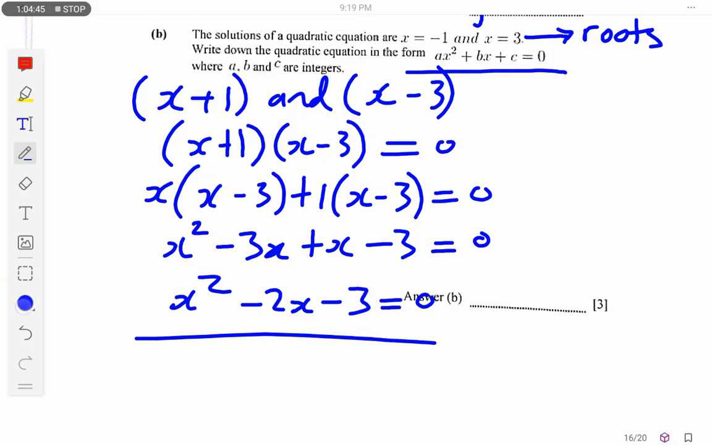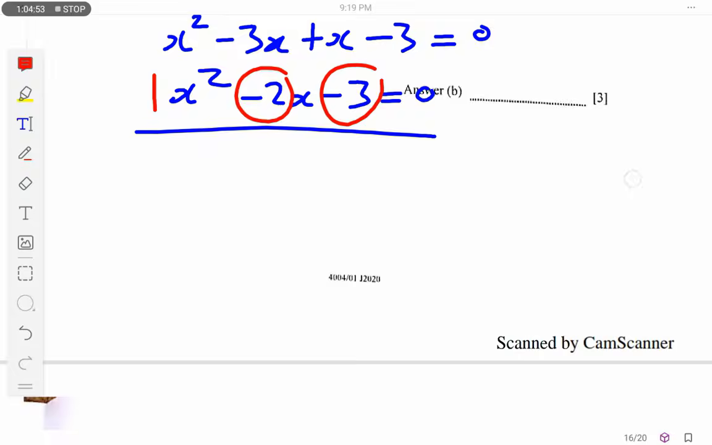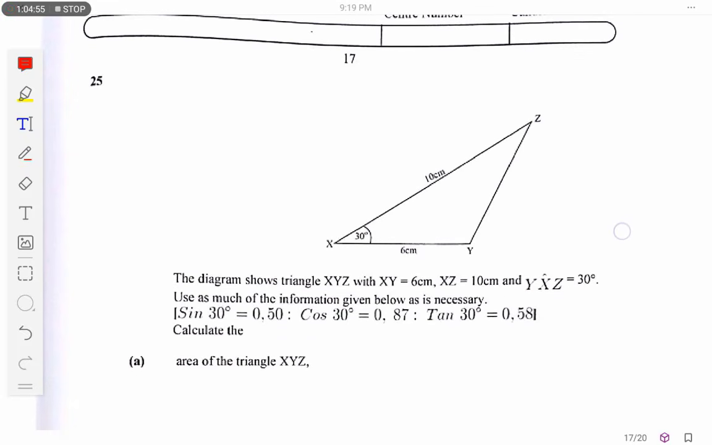Okay, so if they were going to ask me, the value of a is 1, the value of b is minus 2, the value of c is minus 3 there. Okay, let's go on to question number 25. Question number 25 is asking us to find the area of that triangle.